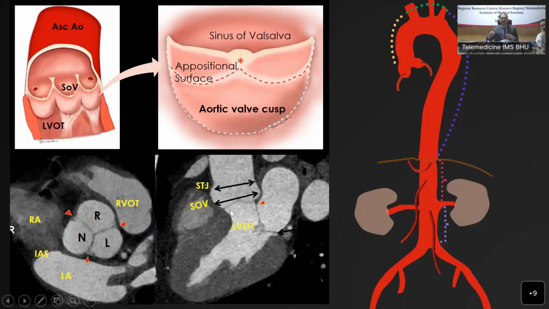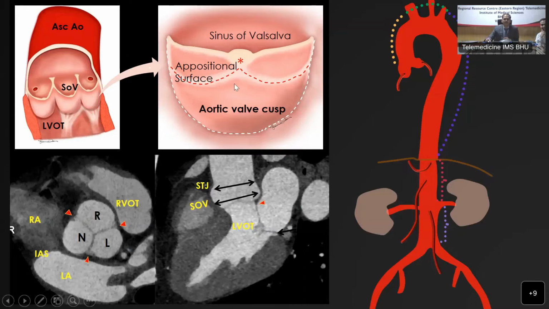When you connect all the three leaflets, the right, left, and the non-coronary leaflets, it forms a plane called the annular plane. And that is the most important plane for management in terms of putting a TAVR or TAVI device in patients with aortic stenosis. Followed by that is the sinotubular junction, which is a little bit of indentation.